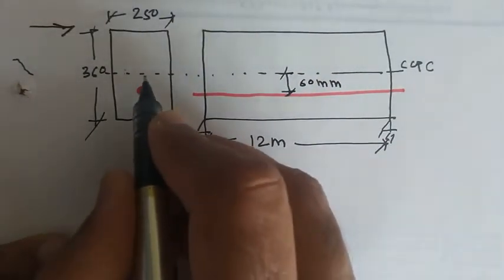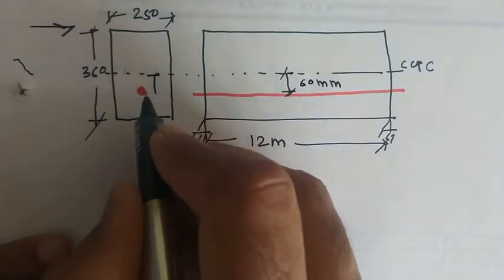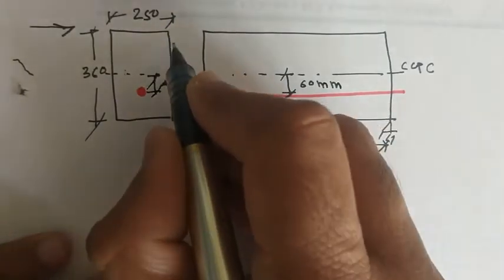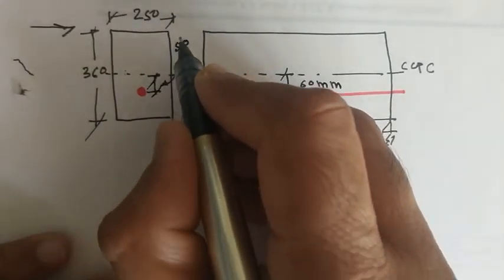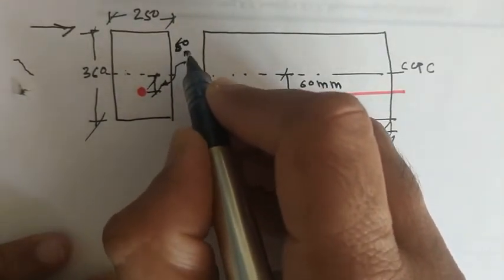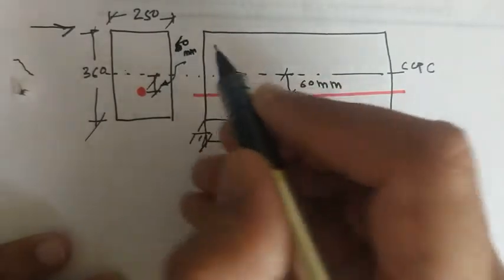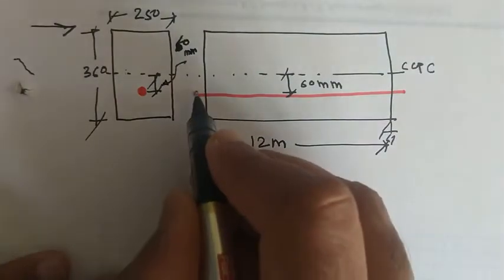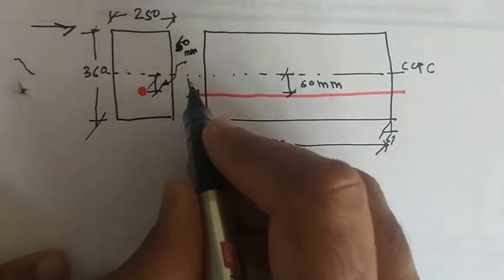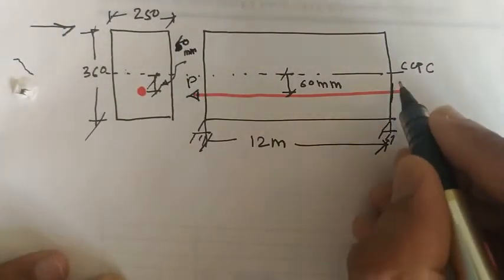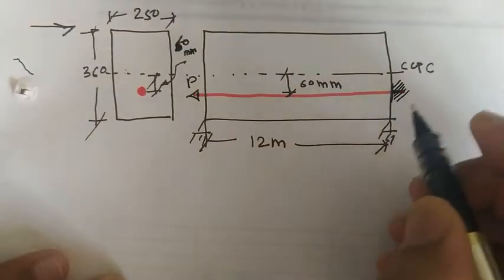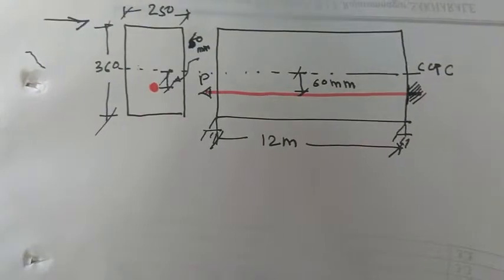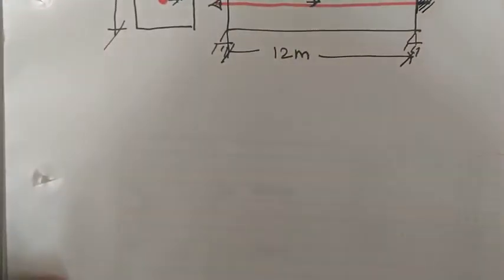You have to also show the position of the tendon in cross section. The eccentricity is 60 mm. Pre-stressing force is provided here. Let us assume that one end is fixed. So you have to find out all the losses with respect to the given data.